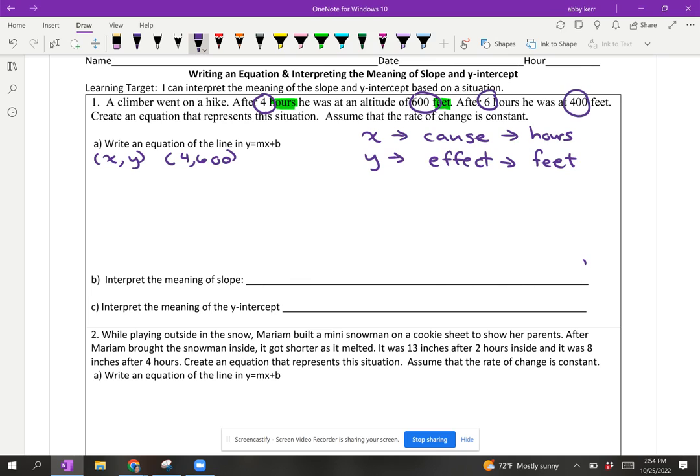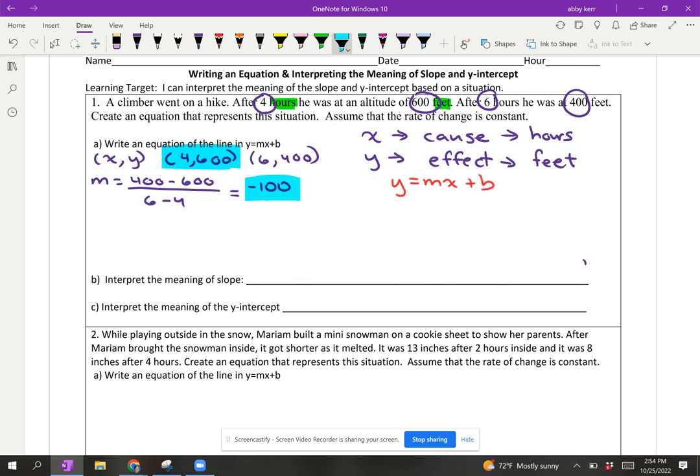Then this 6 hours we're at 400. Now we're going to do the slope just like we did before. So we have m equals 400 minus 600 over 6 minus 4. So if you simplify that, that's going to get you negative 100. Now the b value is not as easy as if we had a graph, because we have to now do a triple substitution. So you're allowed to pick any ordered pair. I'll just pick the first one, and then you pick the slope.